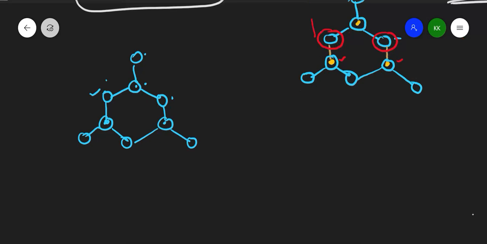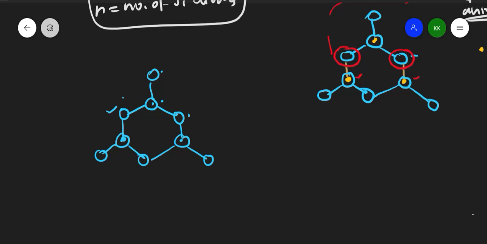Now the charge. This oxygen is bonded to only one silicon. One bond means the other bond will not be there, so it gets a negative charge. This one will also get a negative charge, and this one as well. These oxygens won't get a negative charge because they are bonded to two silicons; two bonds are there, so no negative charge. And this oxygen, which is attached to only one silicon, will also get a negative charge.